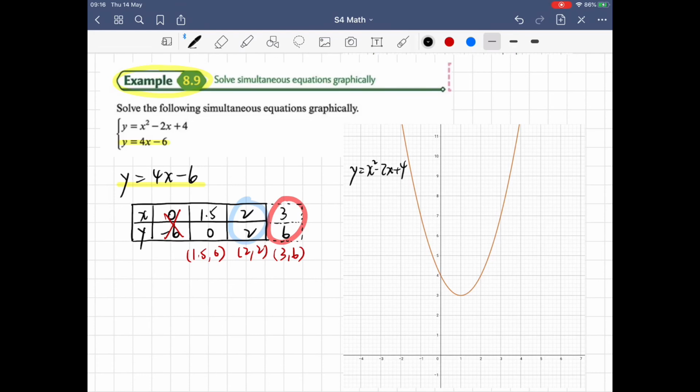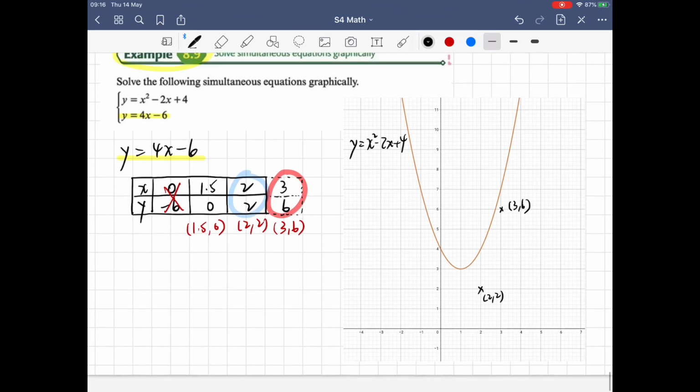Okay, so for (2, 2), it is here. And then for (3, 6), it is here. Okay, after I have 2 points, then I can draw the straight line for it.